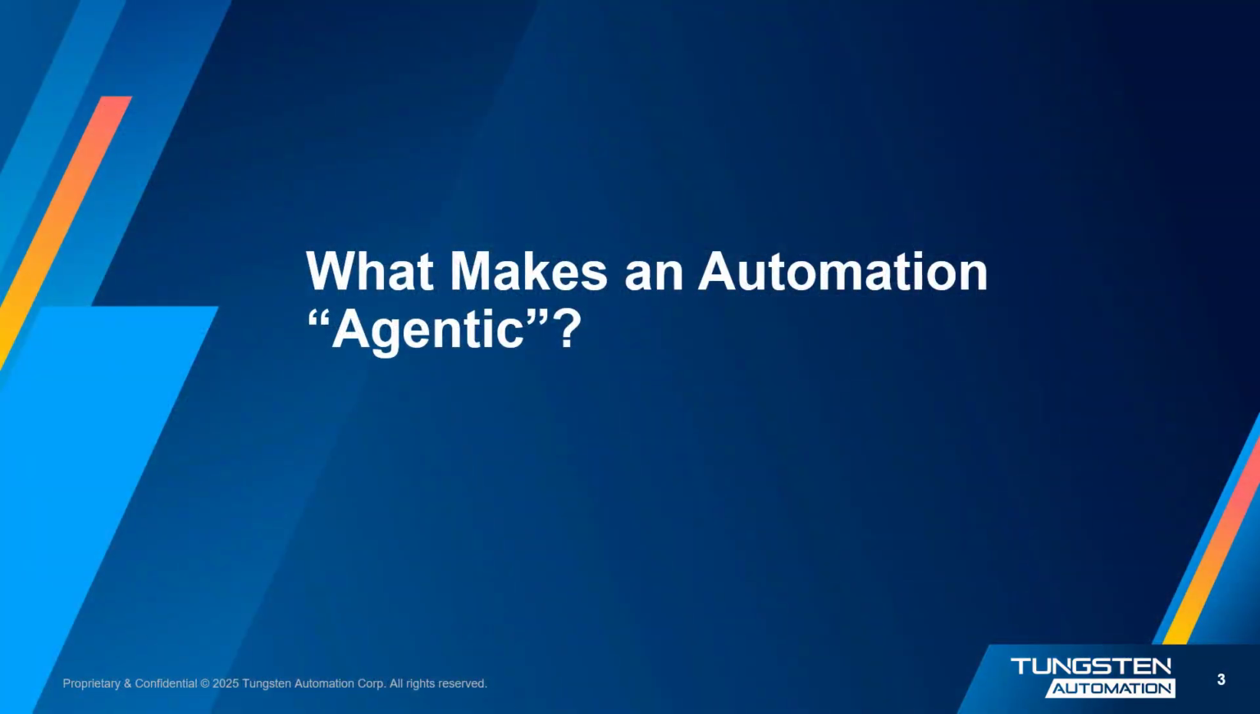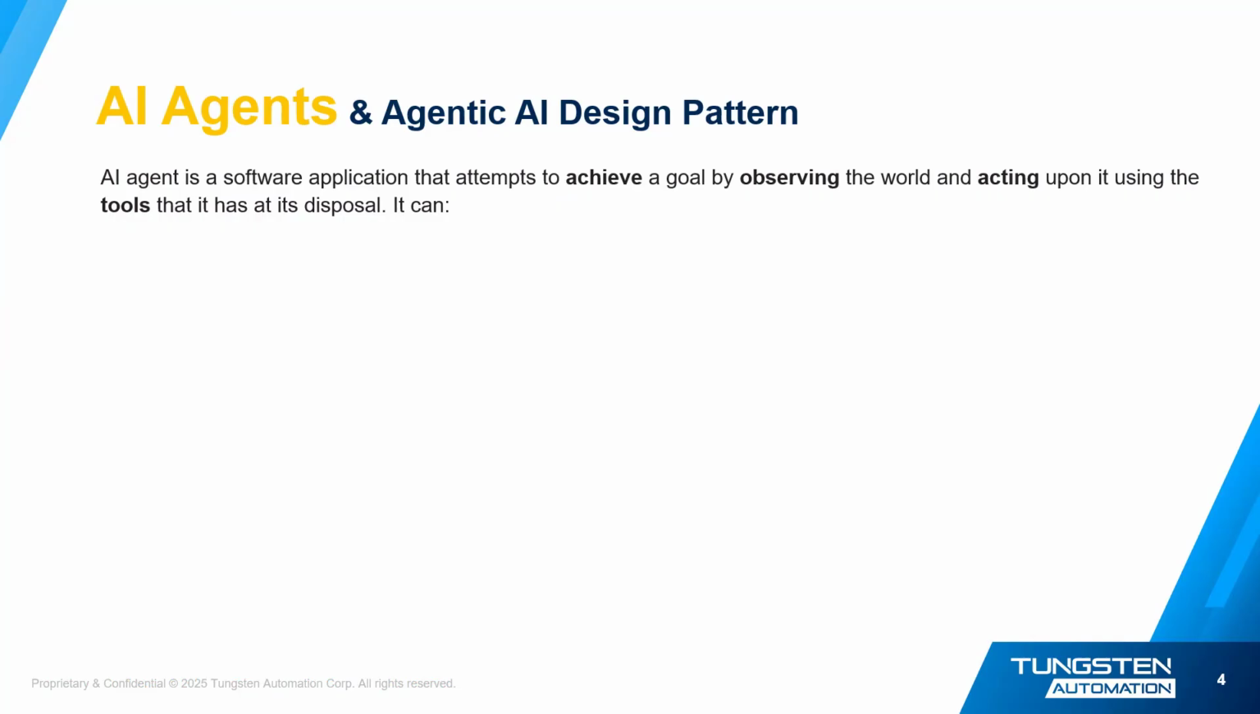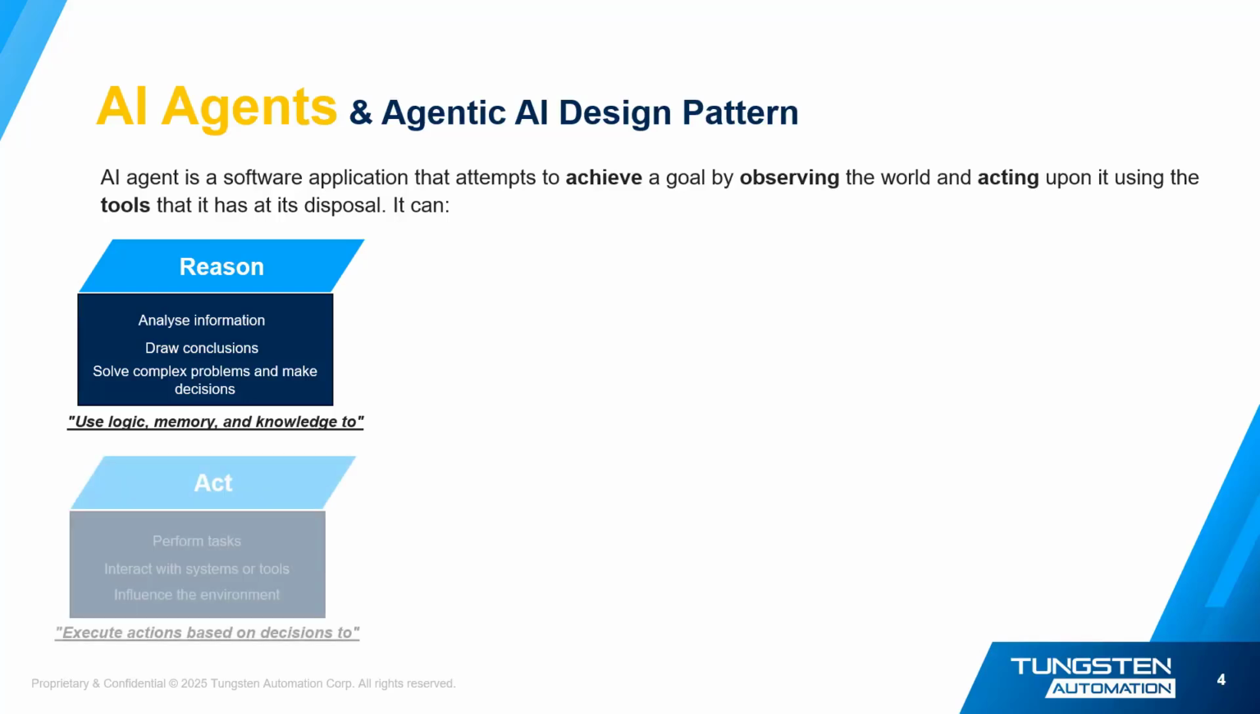So starting at the beginning, what makes an agent agentic? So an AI agent is a software application that attempts to achieve a goal by observing what's happening in the world around it and then acting upon it using the tools it has at its disposal to try and achieve the goal. An agent can reason, it can analyze information, it can draw conclusions, it can solve complex problems by breaking them down into smaller tasks and putting a plan in place to help it achieve the overall goal.